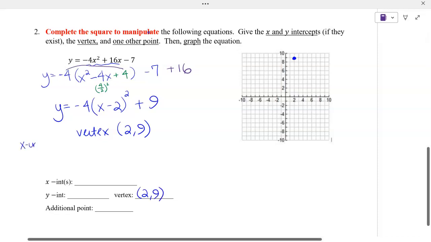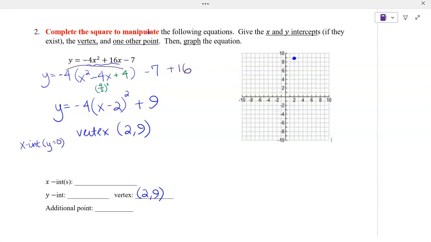So now if I want to solve for my x-intercept, remember I just say y is 0. So if this right here is 0, I can actually move my 9 over. So I have negative 9 equals negative 4 times x minus 2 squared. And then I can divide both sides by negative 4, so I get 9 over 4 equals x minus 2 parentheses squared. And I've got to take the square root of both sides to solve for x. So I get plus or minus the square root of 9 over 4 equals x minus 2. Well, the square root of 9 over 4 is just 3 halves. And that's going to equal x minus 2.